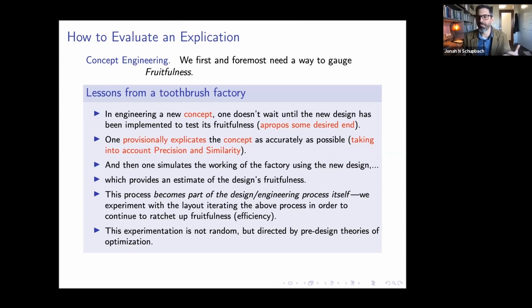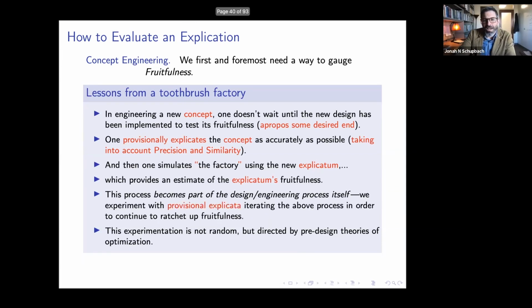But these are all provisional. You have a bunch of provisional explicata. After that, you then simulate the so-called factory. I'll still keep that phrase. Then you might say what the factory is. It depends on what the explicatum is supposed to be for. This could be the reasoning process, and in the example I'll give, this will be something like the reasoning process for theoretical reasoning in the face of uncertainty in the sciences. But we want to simulate the factory using the new explicatum, and this provides an estimate of that new concept's fruitfulness.